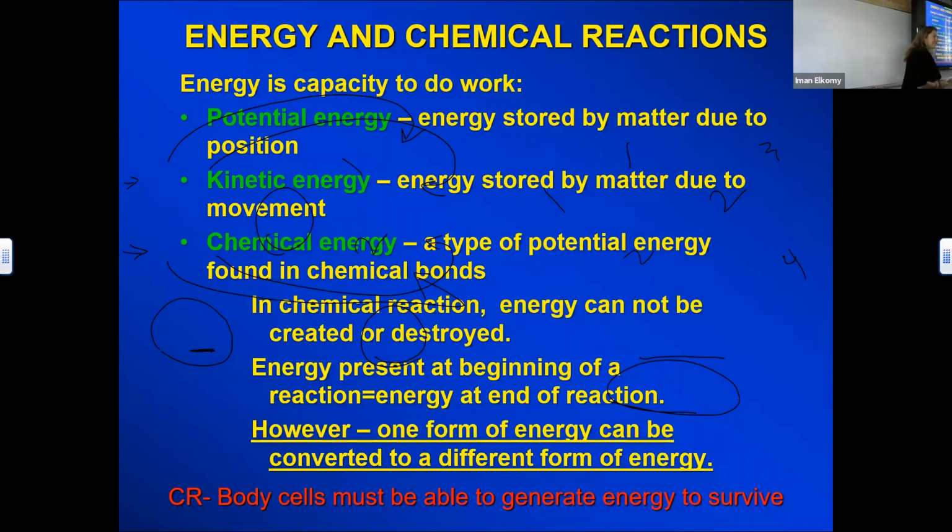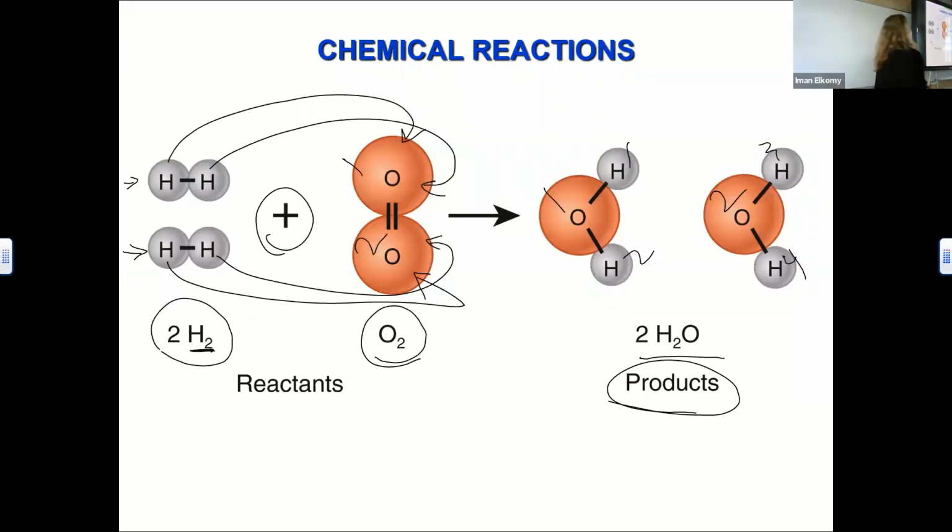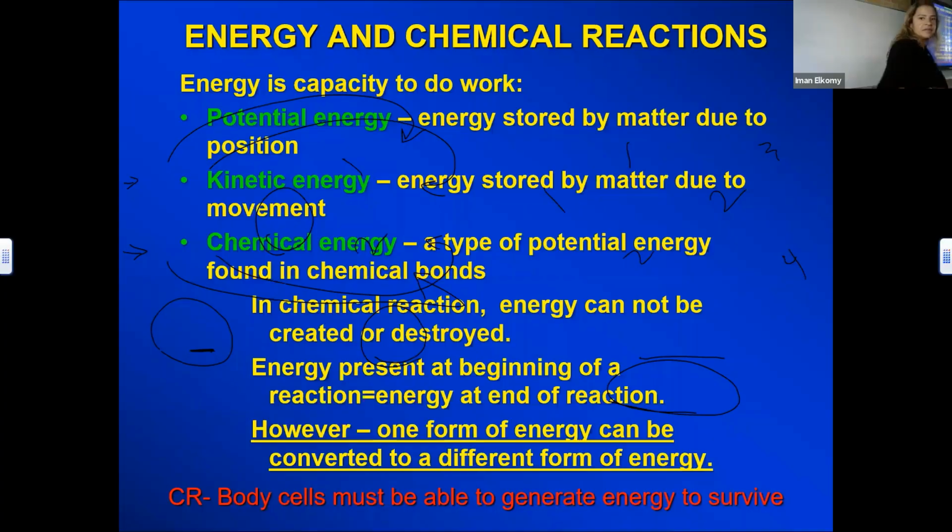Why are we looking at this? The whole point is that every time you make a bond or you break a bond, there's energy involved. So we're either consuming energy or we're producing energy. Let's talk about energy.